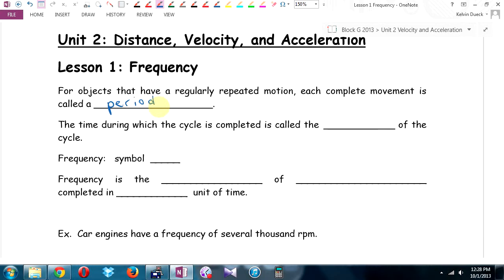Imagine this is a swing set, okay? We would say the period is there and back, there and back, there and back. That is one period.